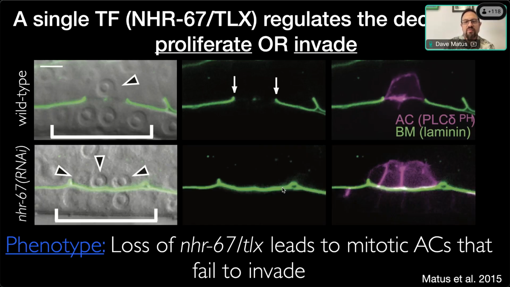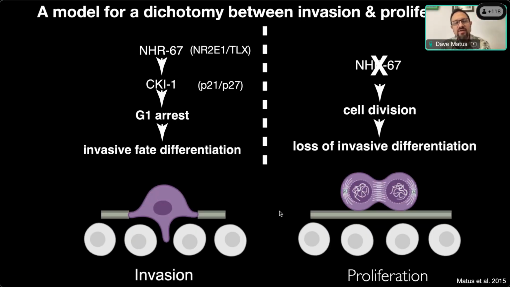And if you look with the basement membrane marker, this is a laminin transgene, you see that these multiple anchor cells don't invade. And so what I started my lab on at Stony Brook was really this dichotomy between invasion and proliferation. This transcription factor we found transcriptionally regulated one of the homologs of P21 or P27, cyclin-dependent kinase inhibitors. These are tumor suppressor genes. And this circuit was required for the anchor cell to stay in G1 or G0 and important for differentiating the invasive fate, so that when you lose the transcription factor, you inappropriately enter the cell cycle and you don't invade.